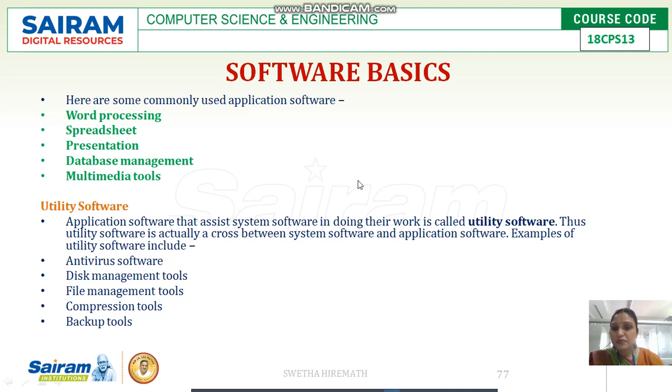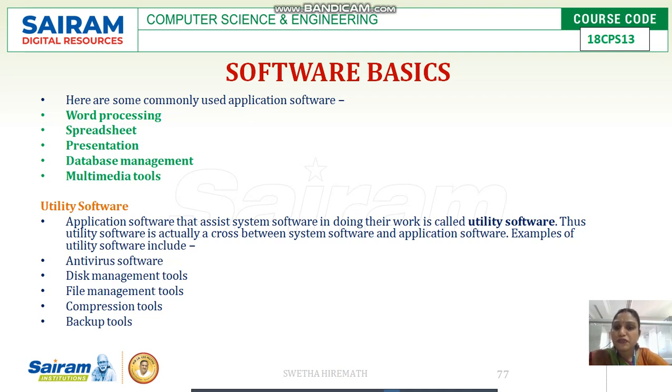For example, in bank management or college management, there will be an application management system, a database management system, which will take care of whatever data has to be fed into that particular software, and whatever data is available for that particular application. The last one is utility software.